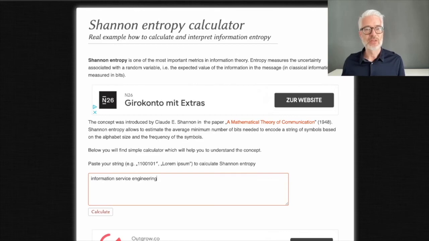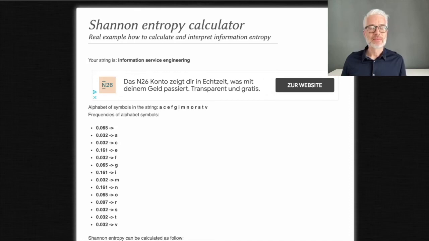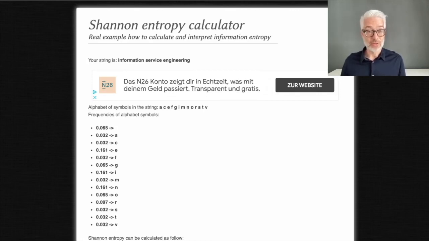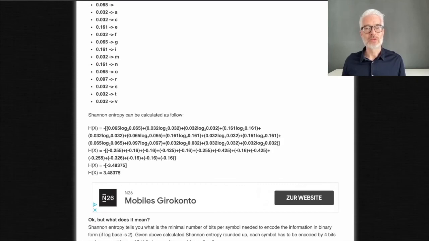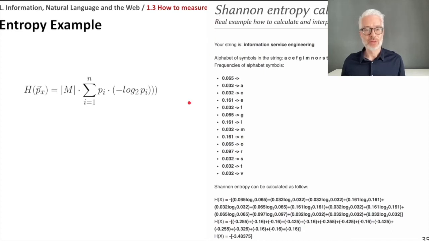So it's information service engineering, and then you press calculate, and what this does is it calculates the Shannon entropy of this, which means for each single character that we have used, and also the blank character, the space character you see here, there is a specific likelihood of occurrence. You see here how frequently it occurs, and then the Shannon entropy is computed according to the formula we have seen. Then Hx, the entropy, which is here the average entropy in this message, comes up to 3.48375 bits.